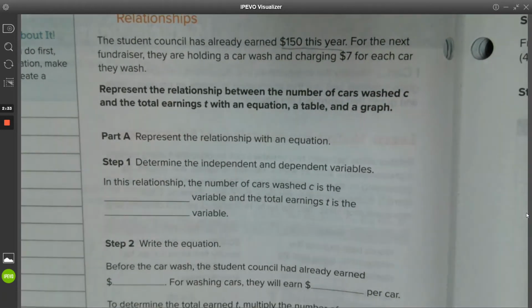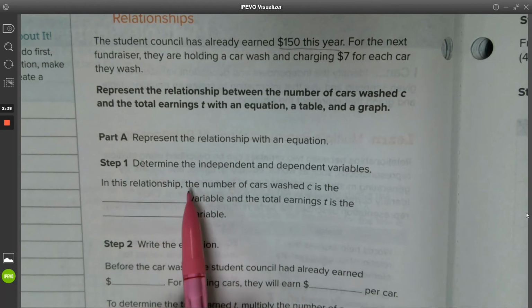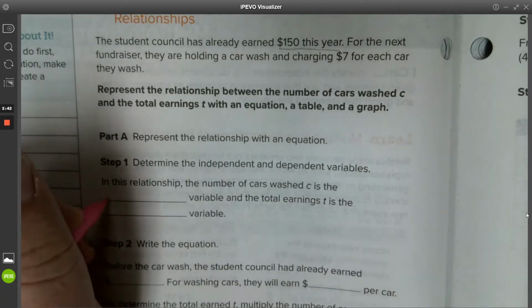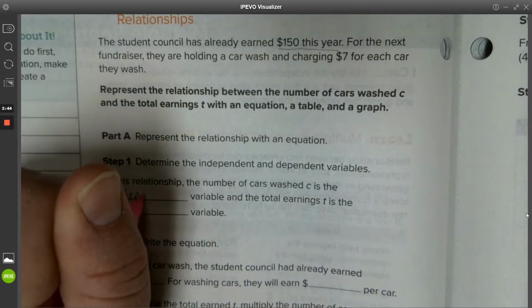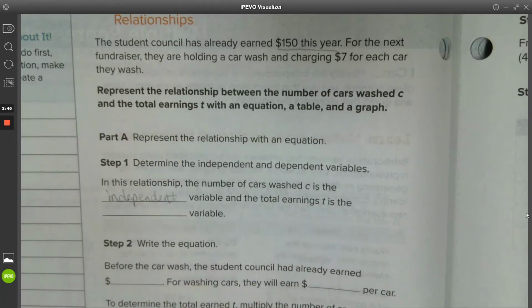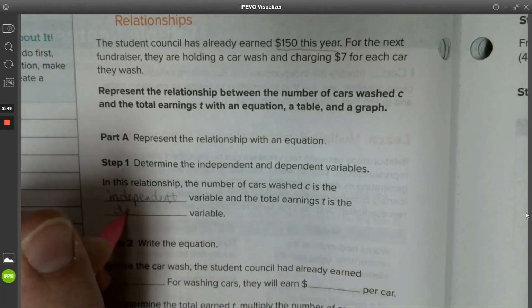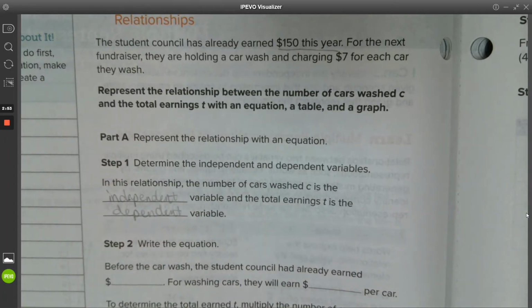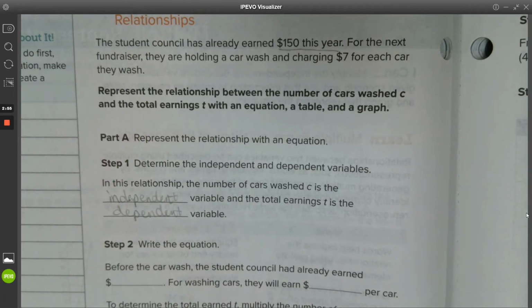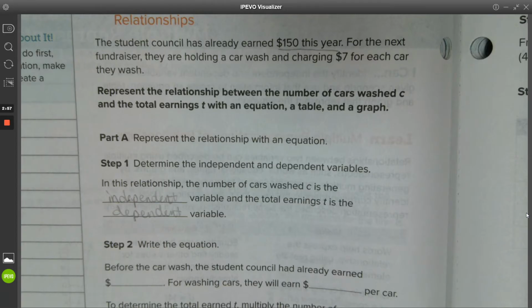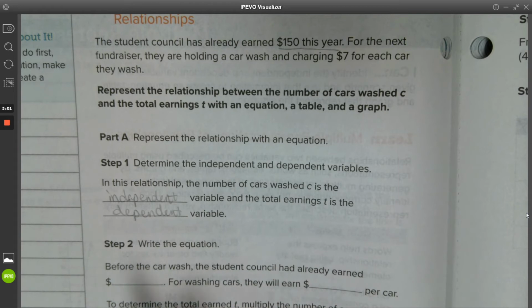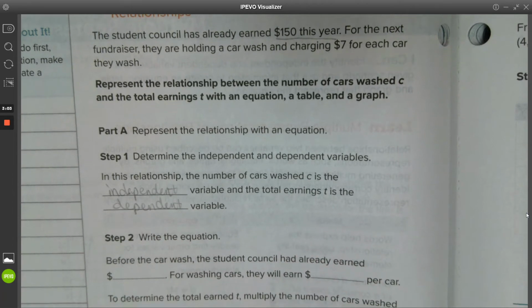So first we need to determine what is the independent variable and what is the dependent variable. The number of cars washed, C, is our independent variable. And the total earnings would be the dependent variable. We can't determine the total earnings until we know how many cars were washed. So that's why we do independent as the number of cars and dependent as the total earnings.